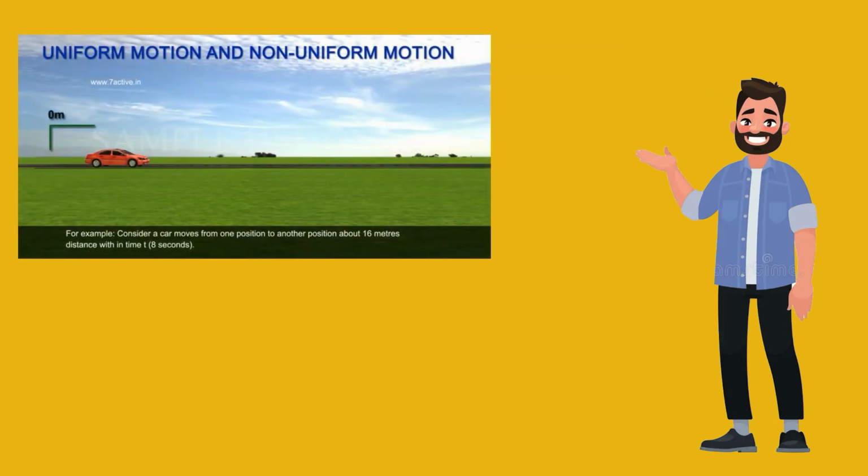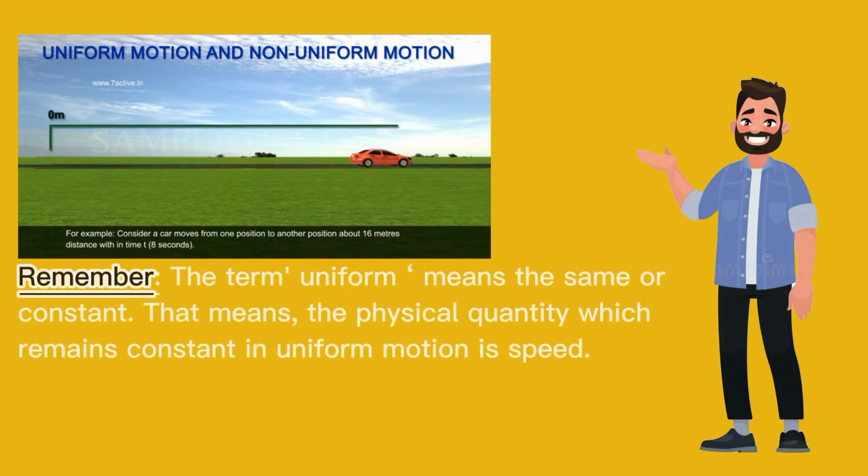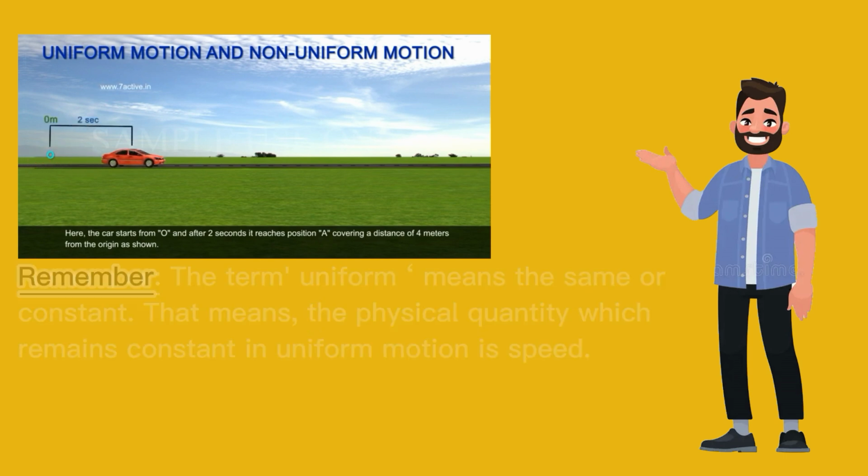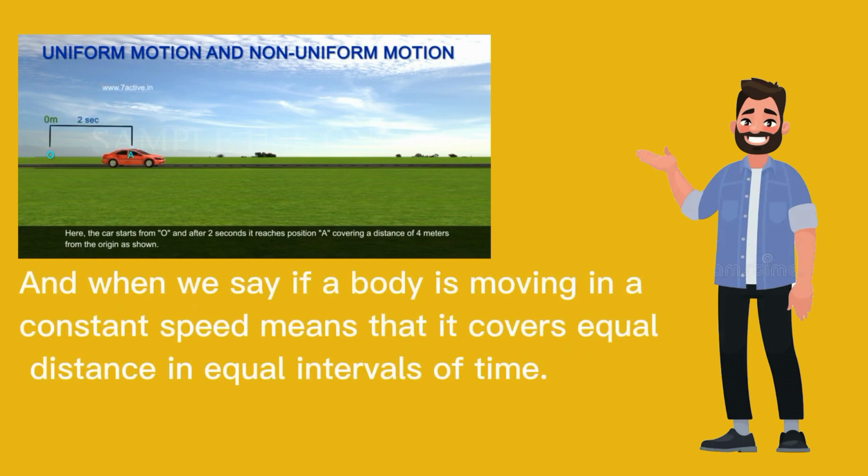Look at the given motion picture. Remember, the term uniform means the same or constant. That means the physical quantity which remains constant in uniform motion is speed. And when we say a body moves at a constant speed, it means that it covers equal distance in equal intervals of time.